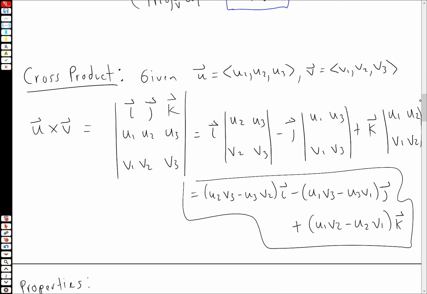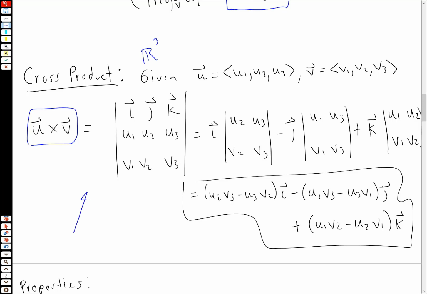Another operation we can do is something called the cross product, and this can only be done in R3, so you can only have three-dimensional vectors. Now the cross product, geometrically, is a way of getting a vector that's perpendicular to whatever you're taking the cross product of. So this cross product is actually giving us a vector perpendicular to both u and v, and that's why we need that third coordinate.